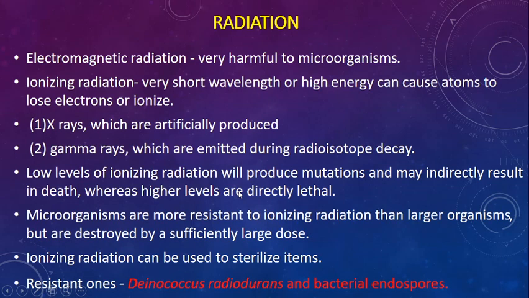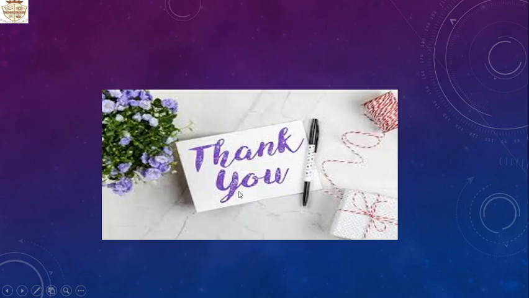Compared to larger organisms, microorganisms are more resistant to ionizing radiation. Ionizing radiations are mainly of two kinds, X-rays and gamma rays. Since microorganisms can be killed by large doses of these radiations, they can be used to sterilize different materials. There are resistant microorganisms which can survive large doses of radiation also. Common examples are the bacterium Deinococcus radiodurans and bacterial endospores. So this was about the effect of solutes, water activity, pressure and radiation on the growth and distribution of microorganisms. Hopefully it is clear to you. Any doubts, do get back, and thank you.